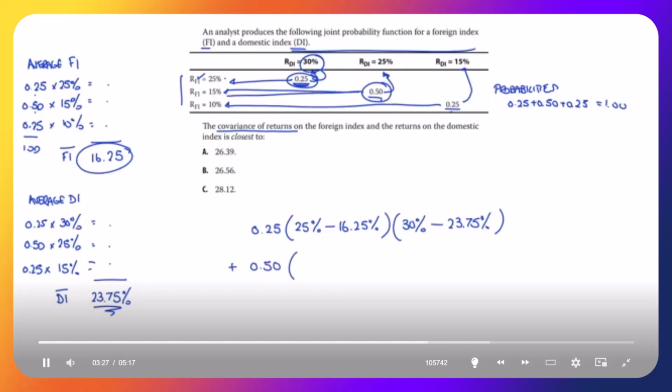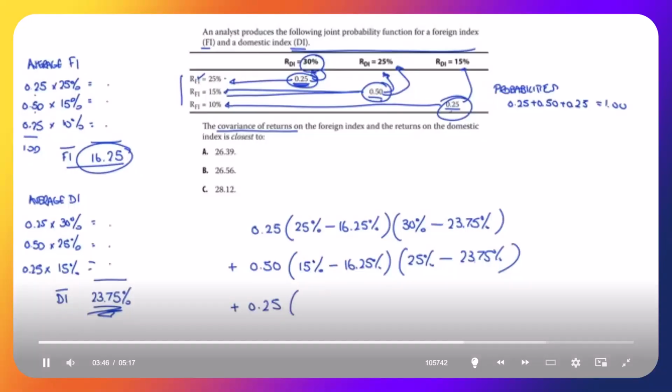Plus, the second scenario, 0.5 times, well, 15% from the foreign, its mean was 16.25. And in this scenario, we get 25% from domestic, its average is 23.75. And finally, 0.25. There we get 10% from the foreign, minus its mean of 16.25, and we get 15 from the domestic, minus its mean of 23.75%.